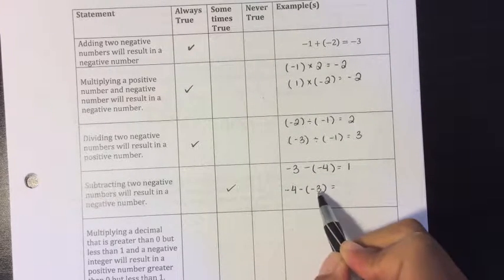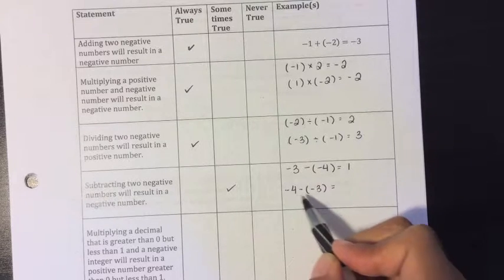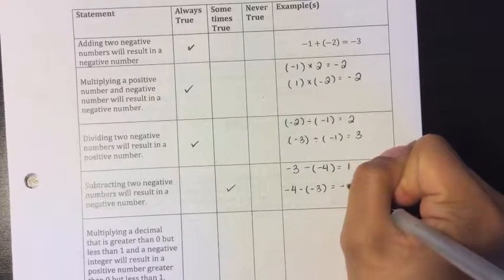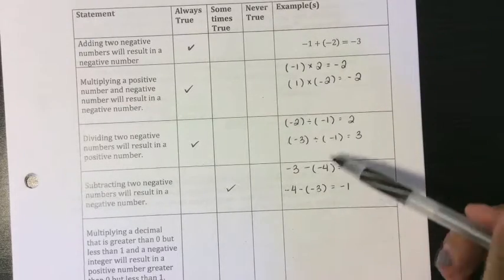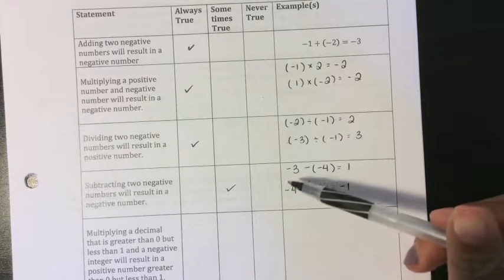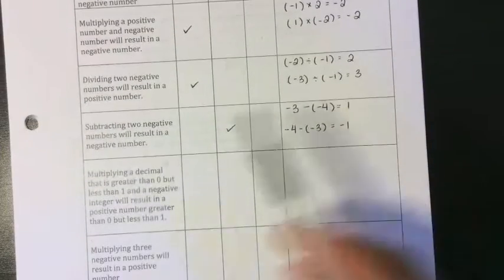Now, if I were to reverse that, -4 minus a -3, again, you need to change this into an addition by doing the opposite, or additive inverse, of this number right here. So that's going to turn into -4 plus a +3, which becomes a -1. So it depends on your situation. If your negative number in the end happens to be the greater number, you're going to get a negative solution.